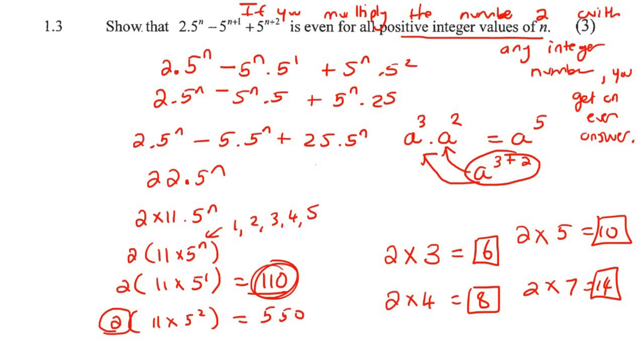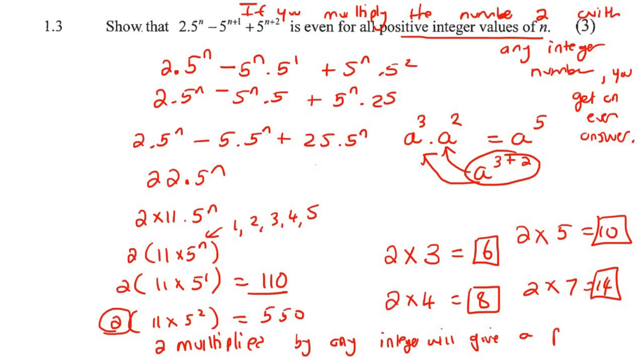So you could literally write this for them. You could say 2 multiplied by any integer will give an even answer. And that's it. That is how you would do this question. We're just showing that this ugly thing here is the same as that.